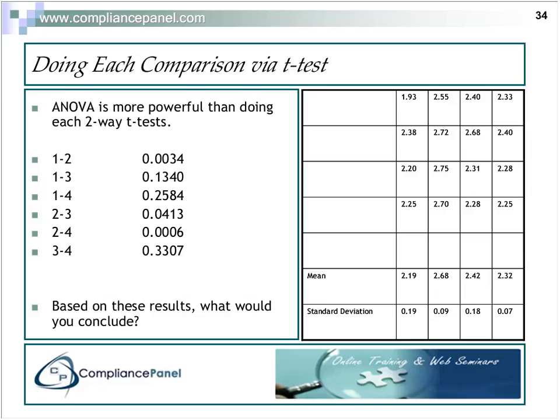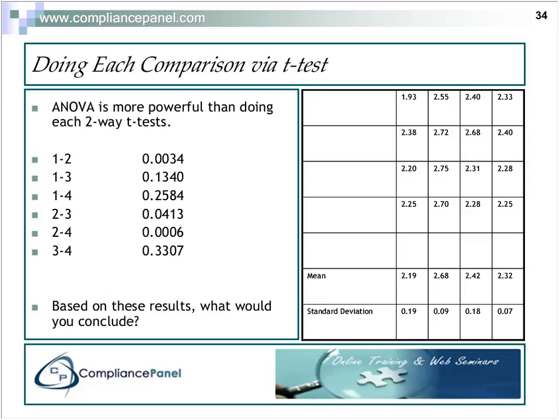I'll compare 1 to 2, 1 to 3, 1 to 4, 2 to 3, 2 to 4, 3 to 4. And when I do that, I would say, oh, well, 1's different than 2, and 2's different than 3, and 2's different than 4, but 1 and 3, 1 and 4, and 3 and 4 are not statistically different because the t-tests show me that a p-value is greater than 0.05, so they're not statistically different. Is that in fact the case?